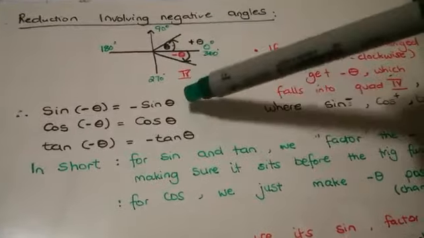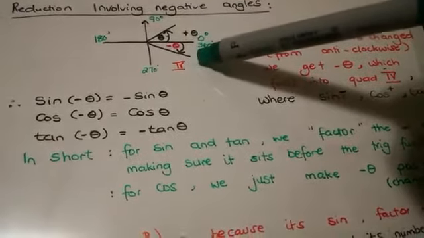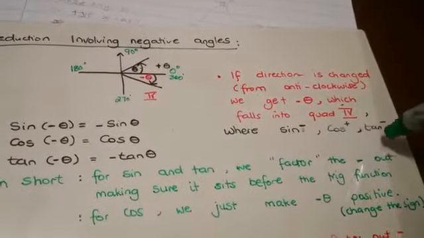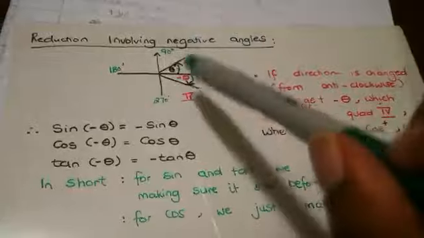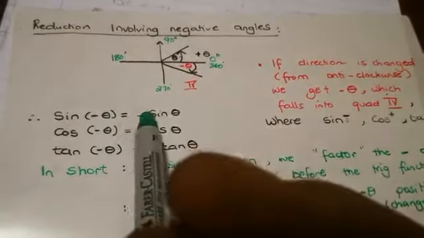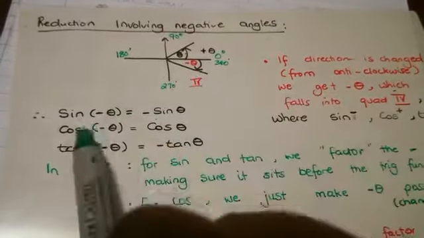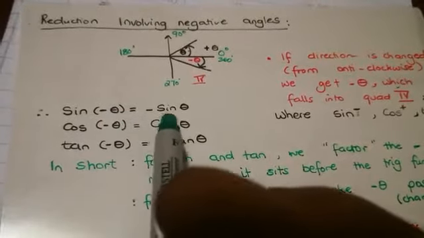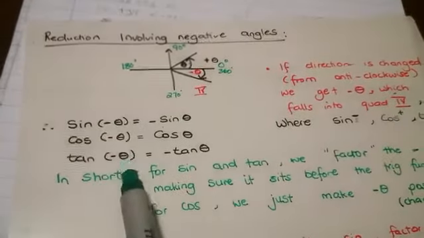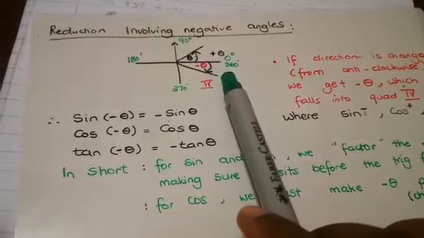Okay, so that opposite direction places me in the fourth quadrant. Now what happens in the fourth quadrant? In the fourth quadrant, sine is negative, cos is positive, tan is negative. So that means if I have sine negative theta, if I were to reduce that, it would be negative sine theta, because sine is negative here. Cos negative theta would be positive cos theta, because cos is positive here. Tan negative theta would be negative tan theta, because tan is negative in the fourth quadrant.